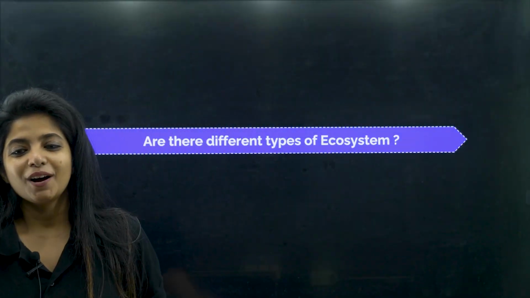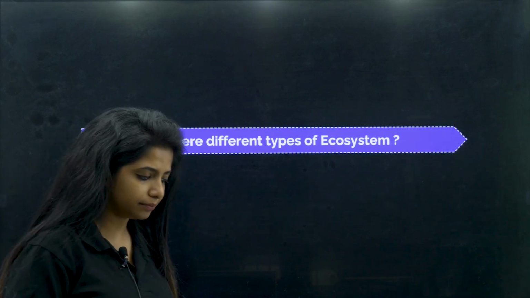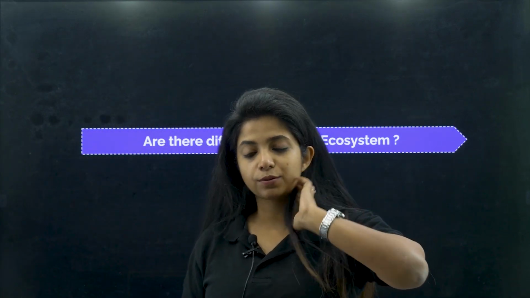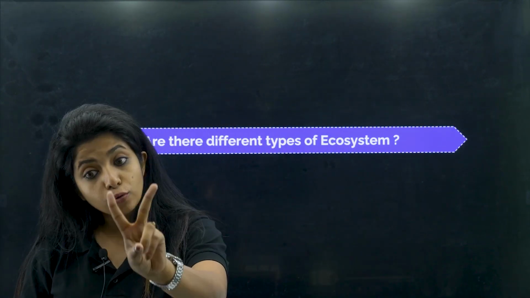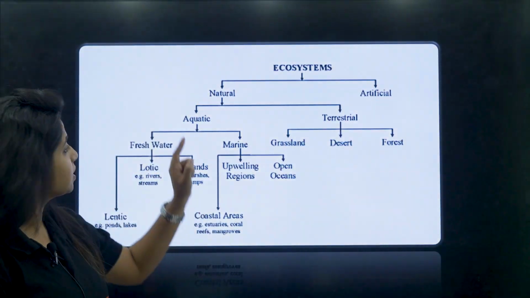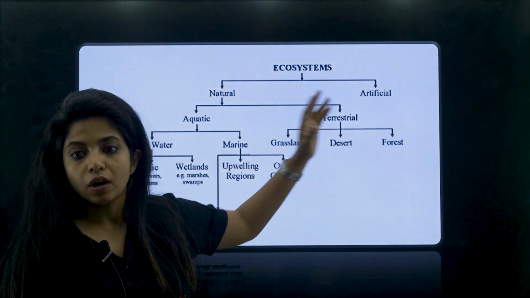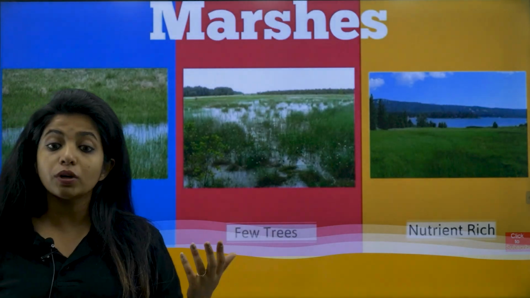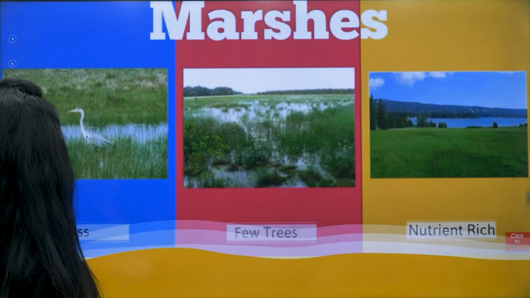Yeah. Now, are there different types of ecosystem? What do you think? Do you think there are different types of ecosystem? I'll say yes. And there are two very important different types of ecosystem. One is natural and the other one is artificial. What do you mean by natural? Natural means naturally it is occurring.